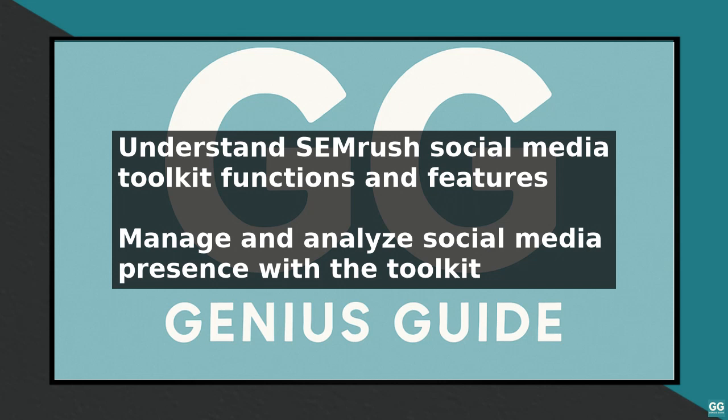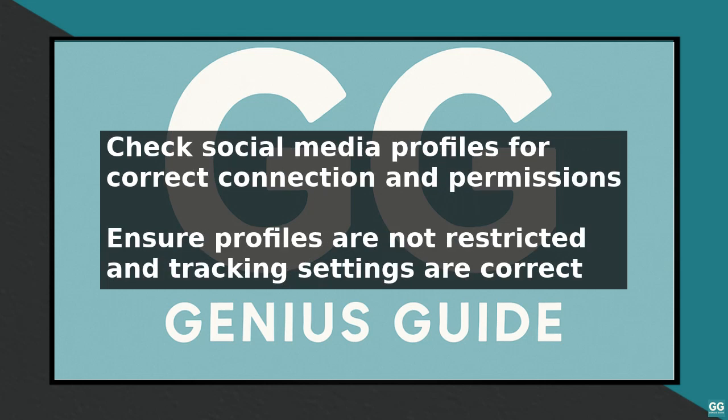Make sure all the necessary permissions are granted and that the profiles are not restricted. If you are experiencing issues with data not being tracked, check the tracking settings to ensure that the correct metrics are being monitored. Next, check the toolkit's analytics section to identify any discrepancies in the data. Look for gaps in data or unusual spikes, which can indicate a problem with the tracking code or the way the data is being collected.